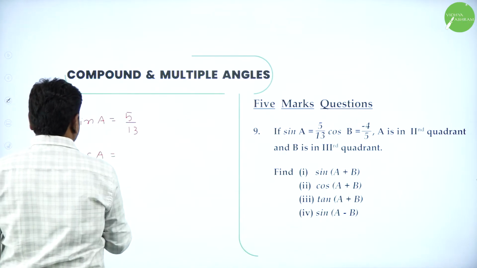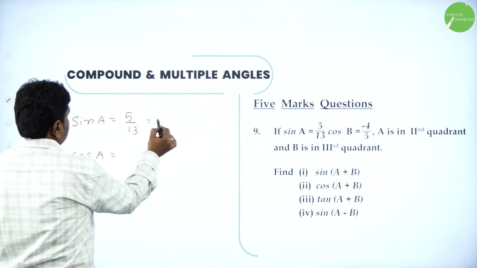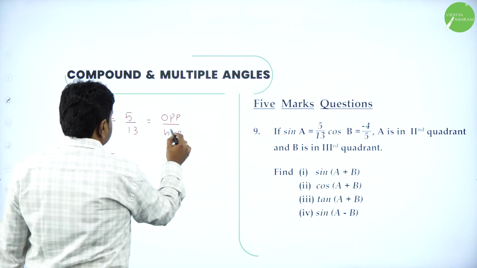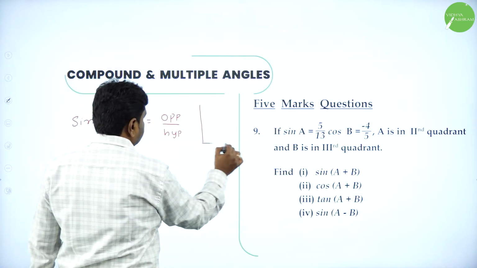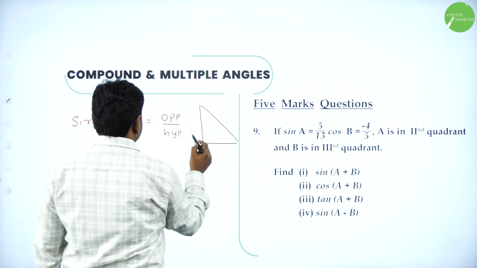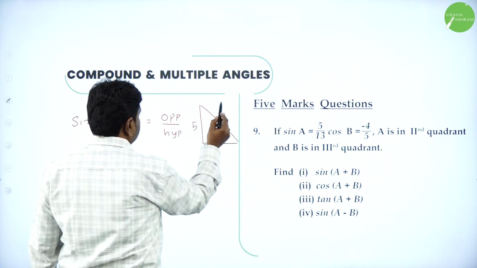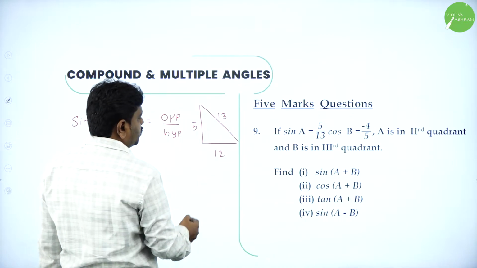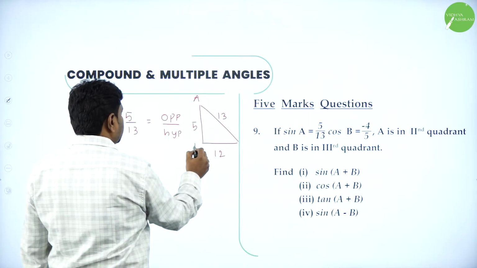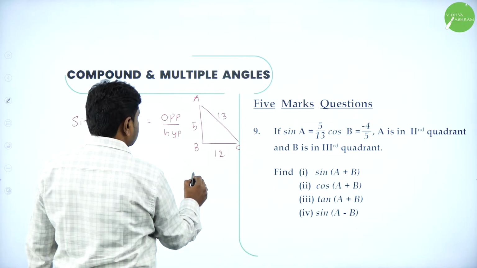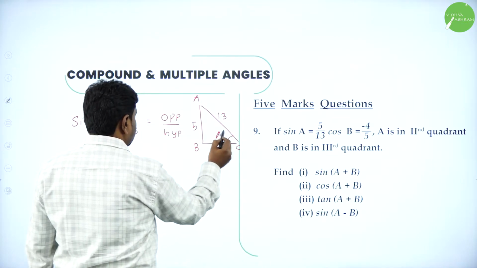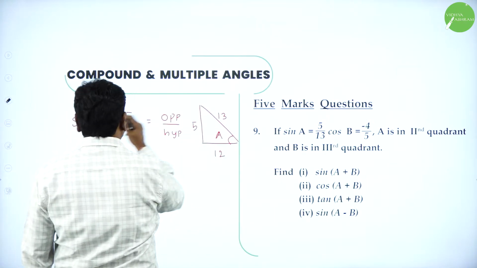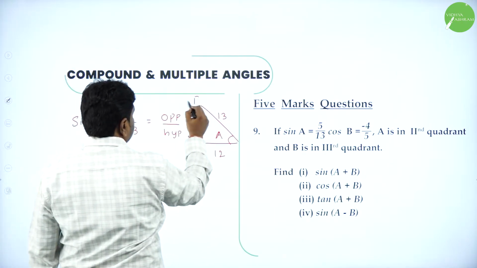How to find cos a? Draw a triangle. Sine means opposite side divided by hypotenuse. So opposite side is 5, hypotenuse is 13. Now if you use Pythagorean theorem, we'll get this as 12. Or you can remember Pythagorean triplets. If I take triangle ABC, this is angle A, or we name the triangle PQR because we already have angle A, to avoid confusion.